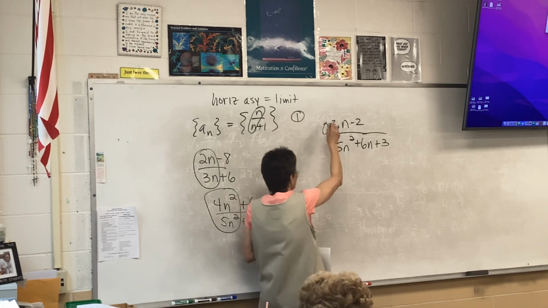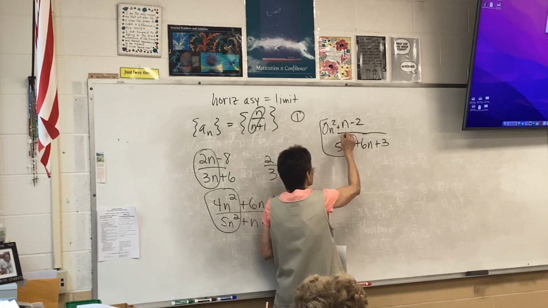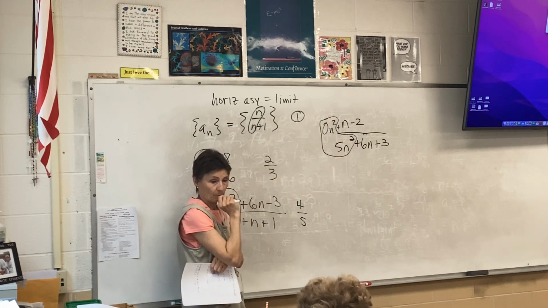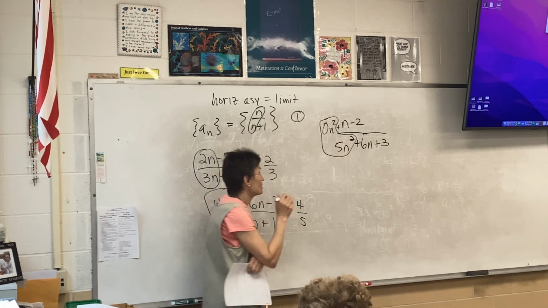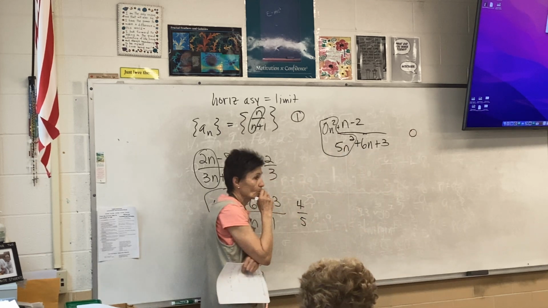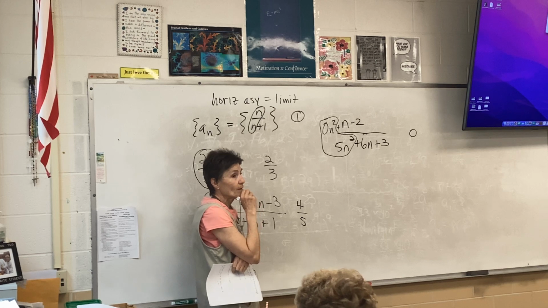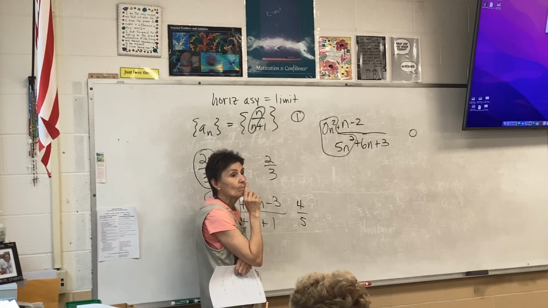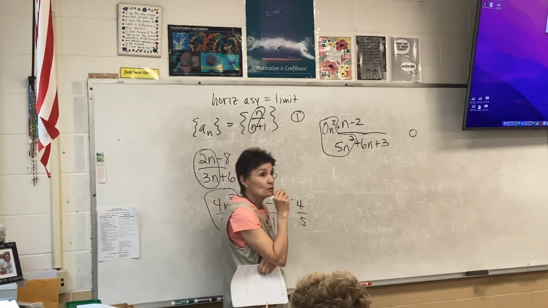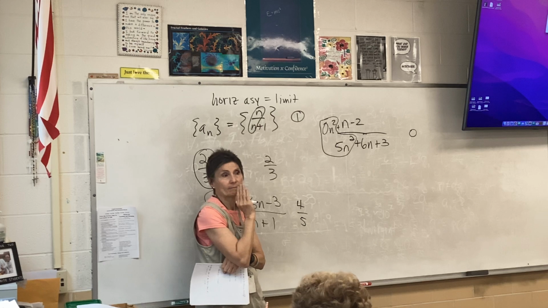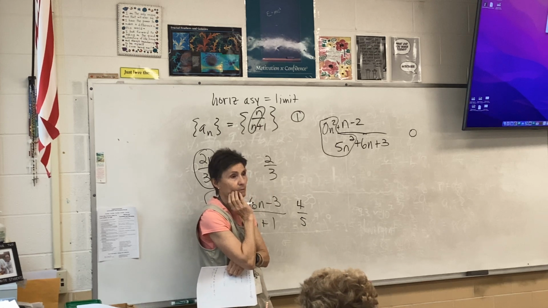So when I build my box, what do I end up with? 0. So the limit of this one is 0. Gio, will we get it wrong if we put 0 there? Not totally, but remember, we simplify everything. So 0 divided by 5 is 0.